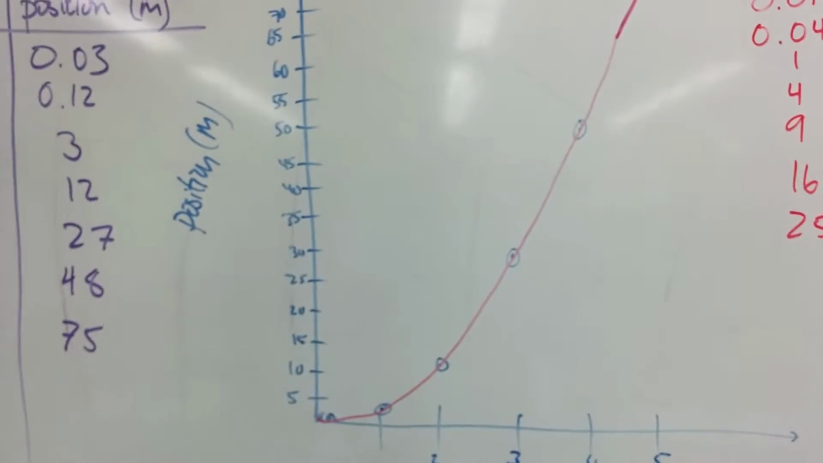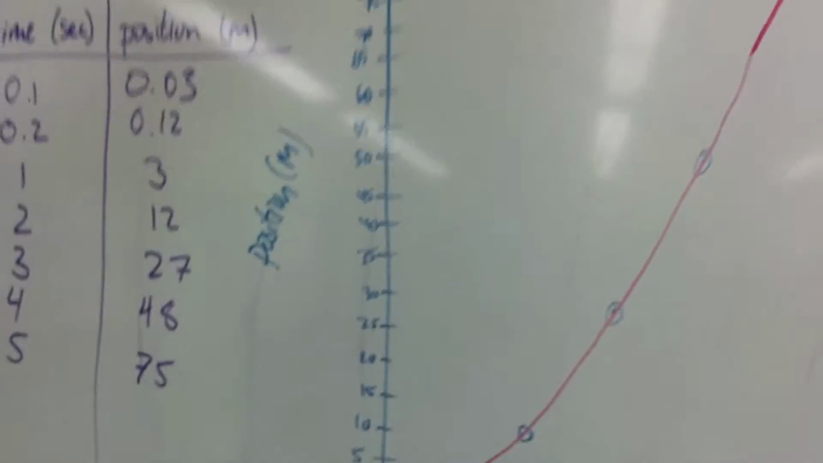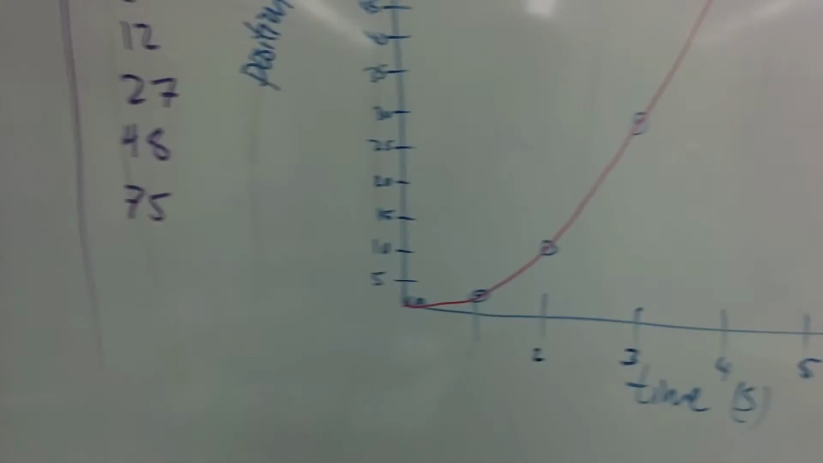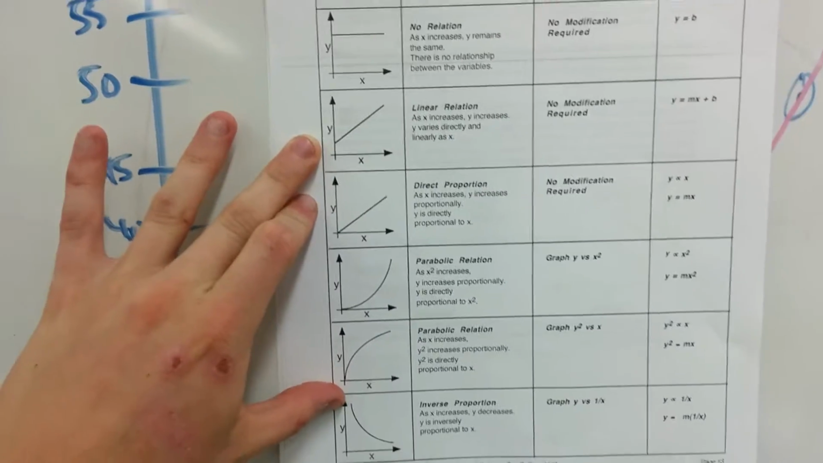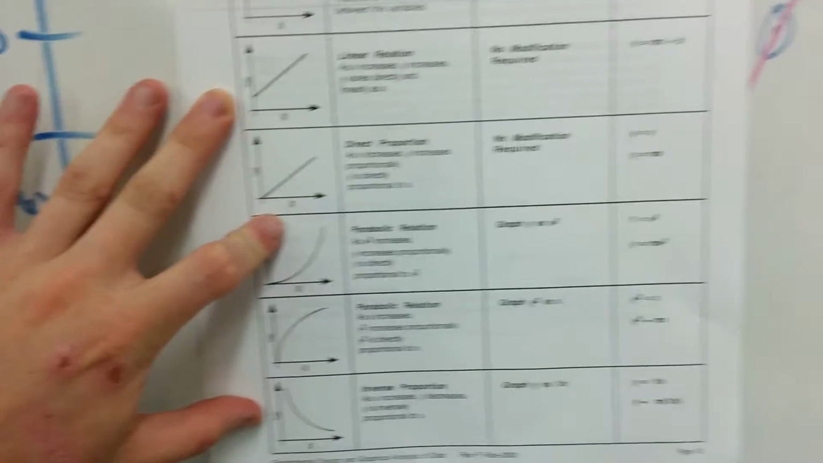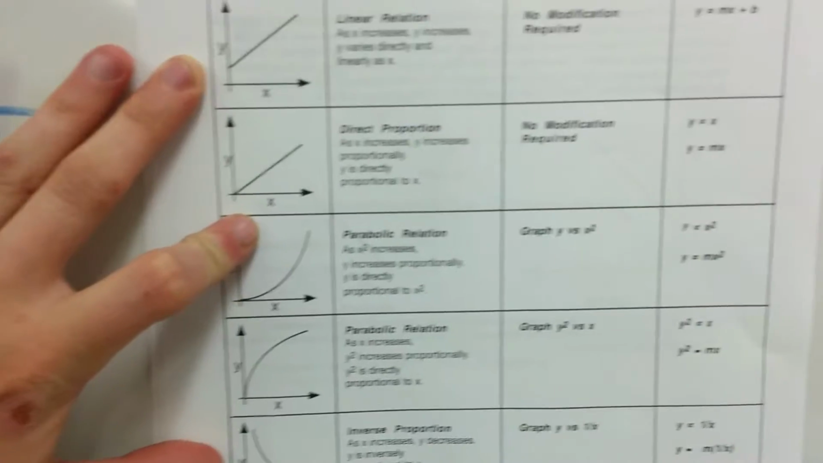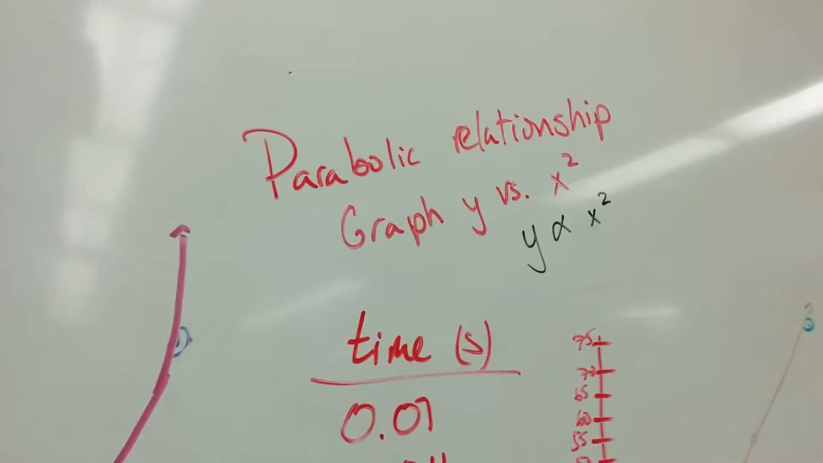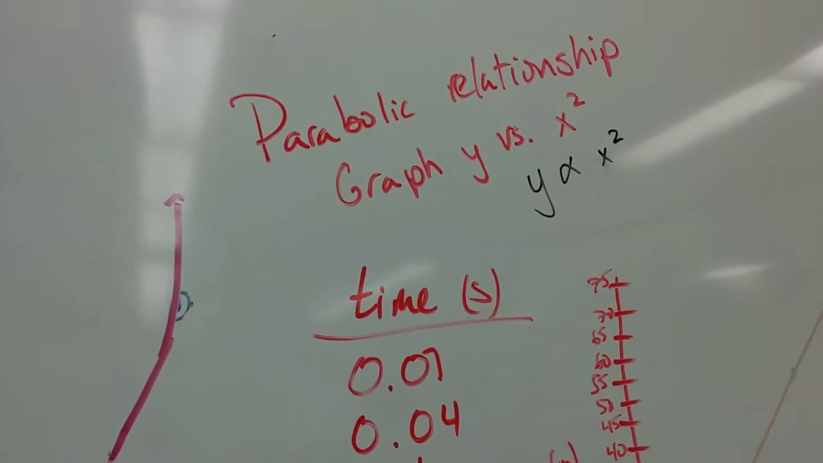So what we try to do is force it into a linear plot, a test plot. So what you should do is use your summary of math models here. And sorry, I'm just working this by myself. You are going to try and pick out the shape, and we see it's a parabolic relation. So what you want to do to create a linear plot is graph y versus x squared. And that's what I've done. So it's a parabolic relationship, graph y versus x squared. So y is proportional to x squared.